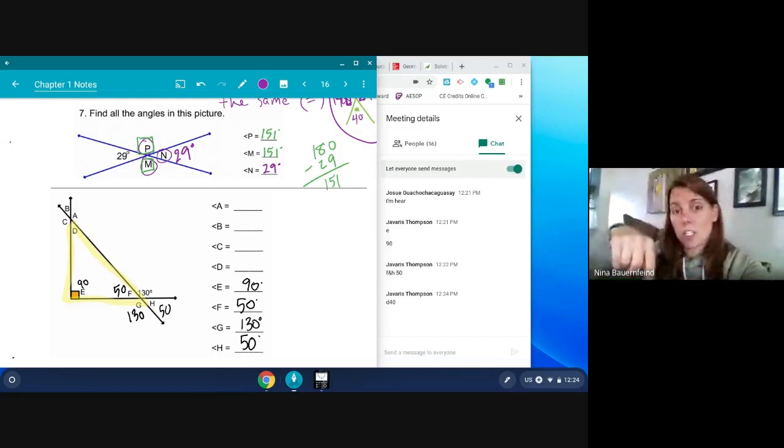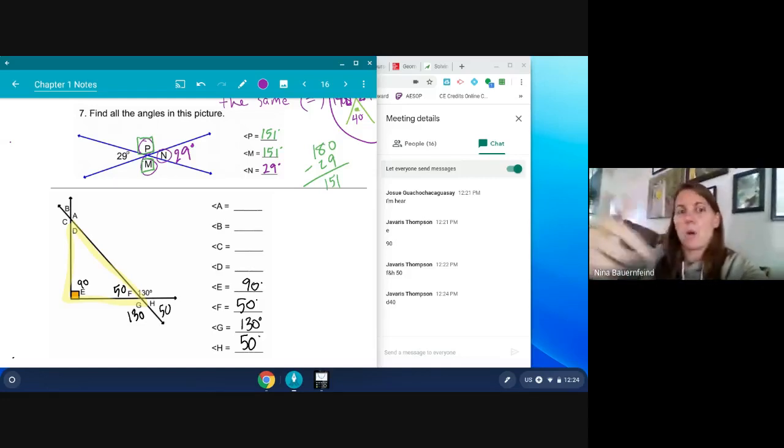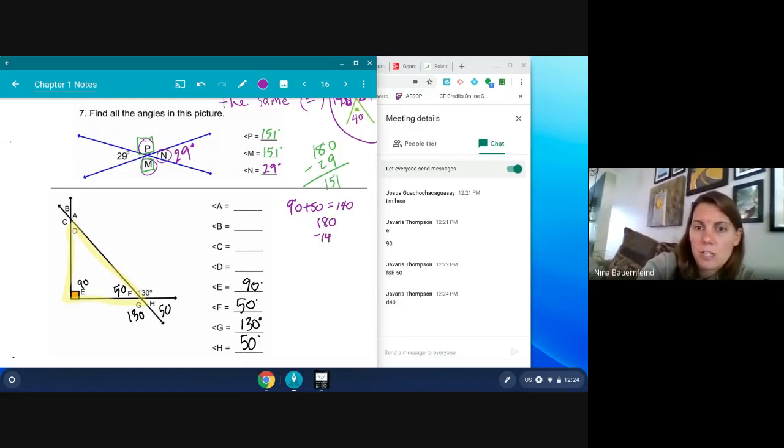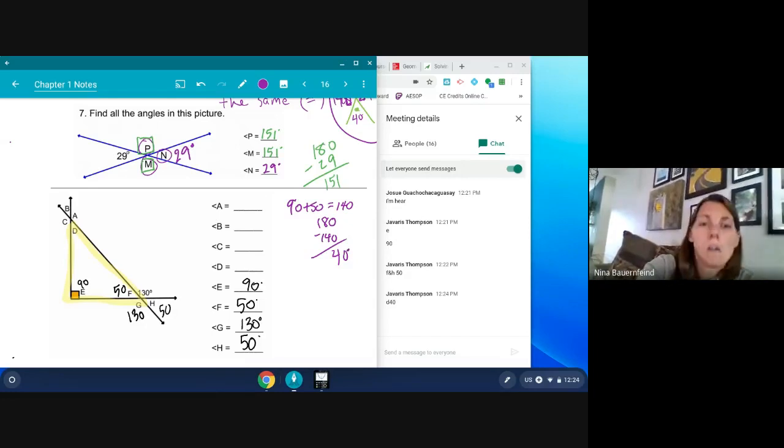And then Javaris just typed the next step, which is 40. So we know those two base angles are 90 and 50, which is 140. And then 180 minus 140 is what Javaris put there, 40 degrees, which is D.